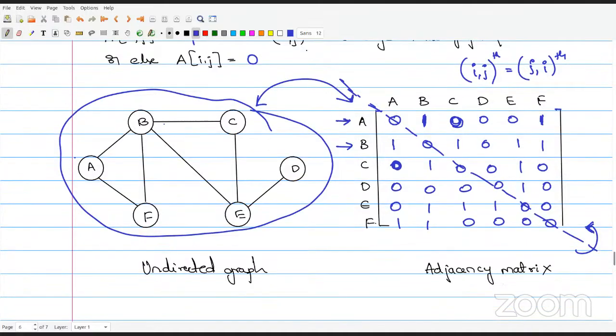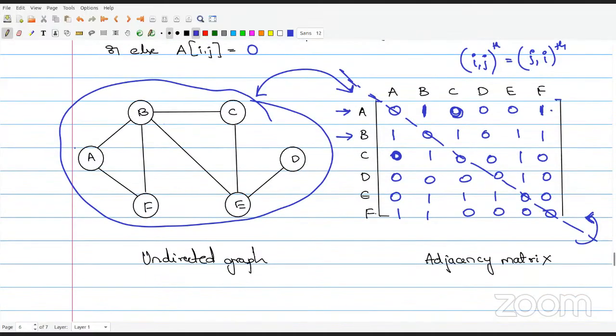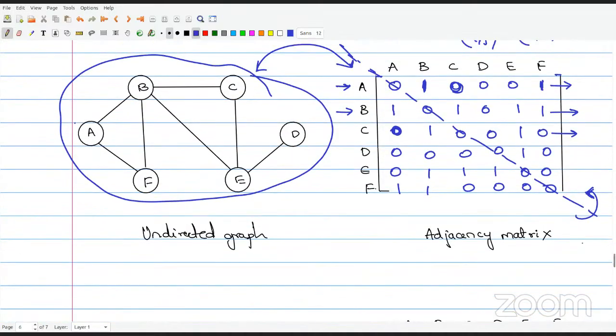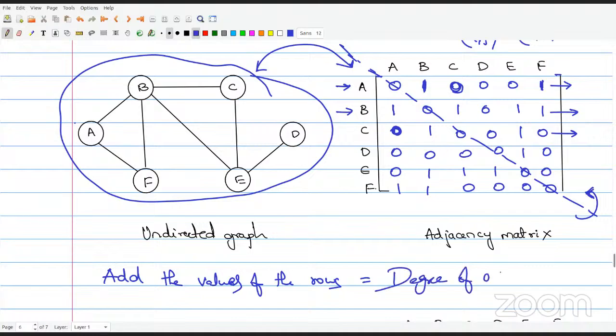And what else? If you add the row values, what will you get? Can anyone guess? Number of edges from a particular vertex. If you're counting row-wise, it is the number of edges coming from a particular vertex. For an undirected graph, tell me what that means. Degree of that particular vertex. Yeah, correct. That's the degree. So that is called the degree of the vertex.